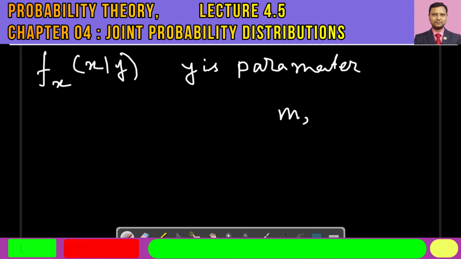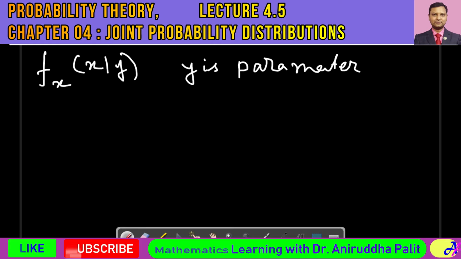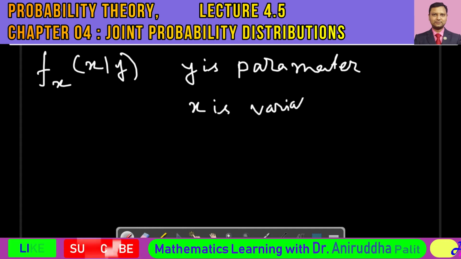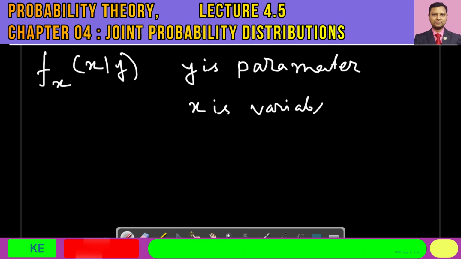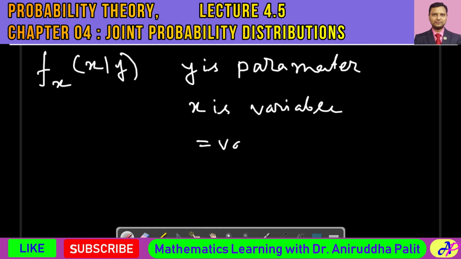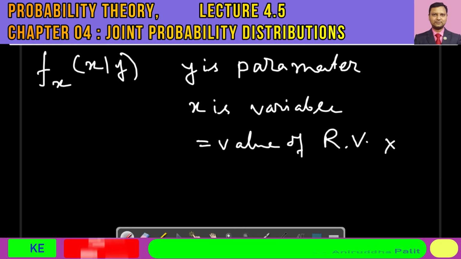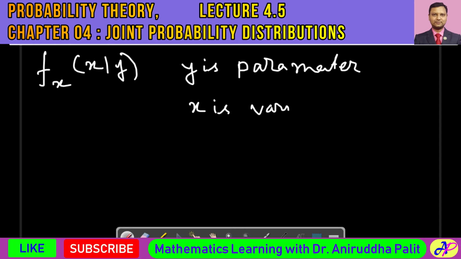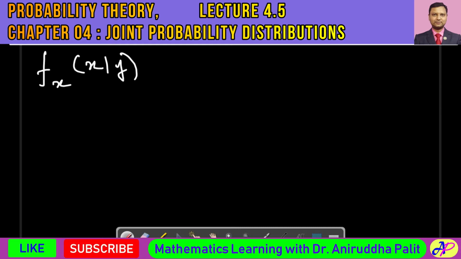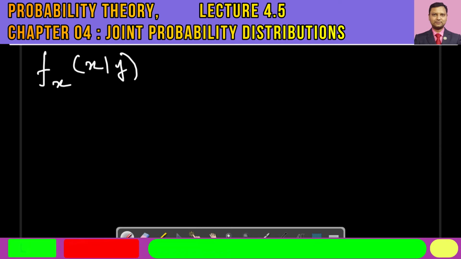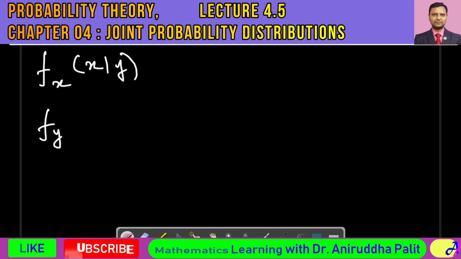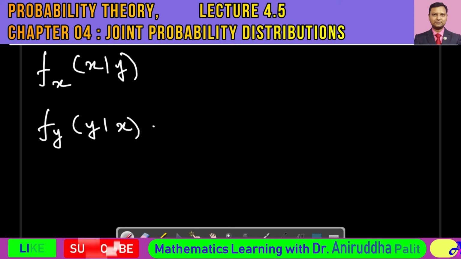So likewise, over here this quantity y behaves like a parameter of the distribution, and x is the variable, or you can say it is the value of the random variable capital X. In this way, we define the conditional distribution of x given y is equal to small y. Similarly, we can define the conditional distribution of y given x is equal to small x, and we shall designate it in this way.